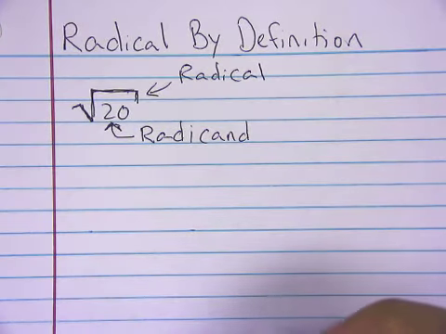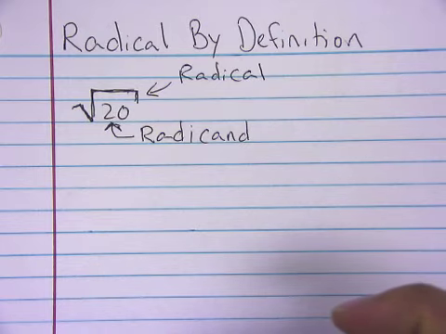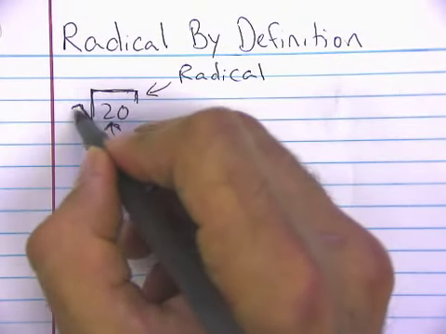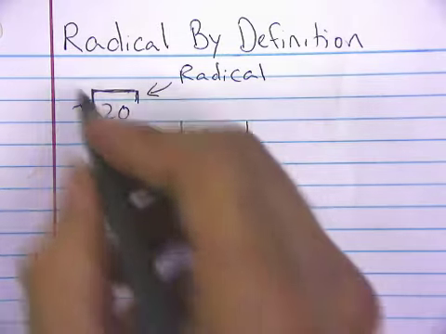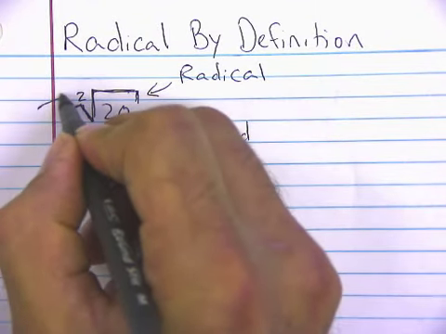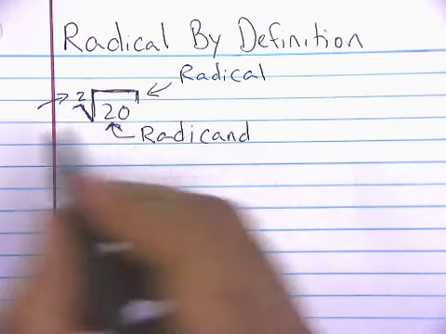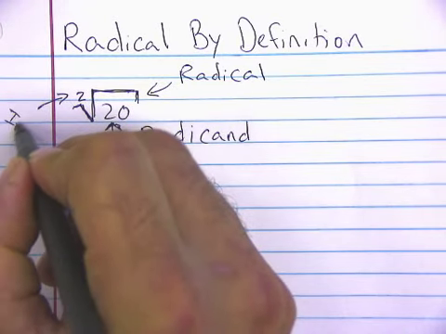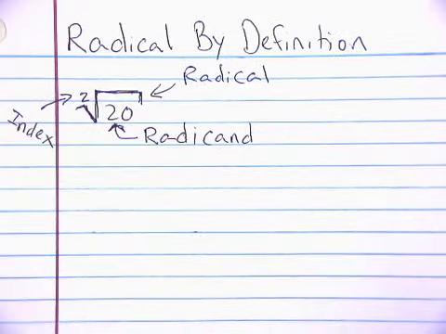Now there's another number here that we don't actually see, and it's hiding up here. If this is the square root, it's the second root of 20 that we're looking for. That number up there, which we sometimes don't write when it's 2, is called the index of the root.